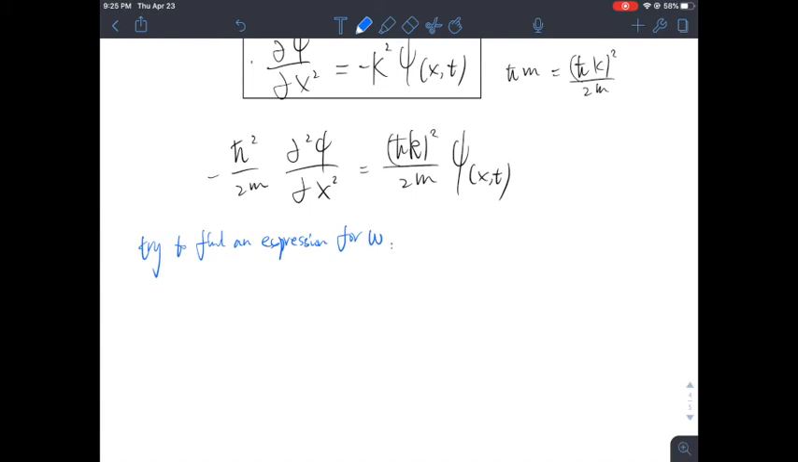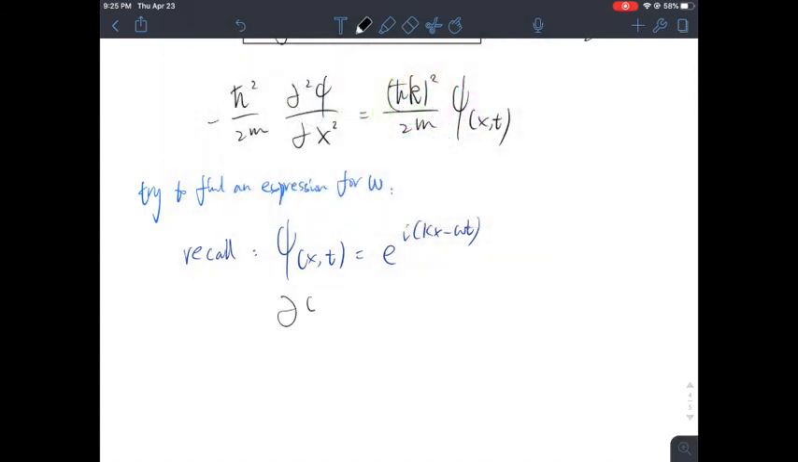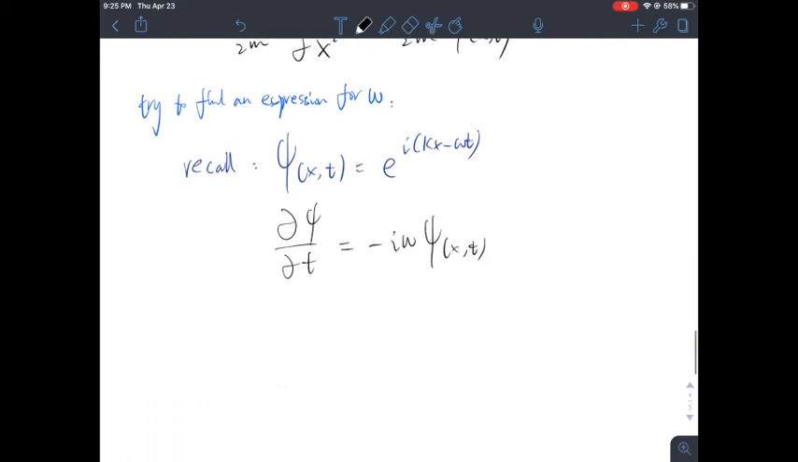Then we need to try to find the equation for omega, the time variable. Let's recall our function again: psi of x,t is equal to e to the i times (kx minus omega t). And let's differentiate it. This time we differentiate over time because we need to find an expression for the time variable. Because e to some number differentiated just gives back itself, we have negative i omega times psi of x,t.